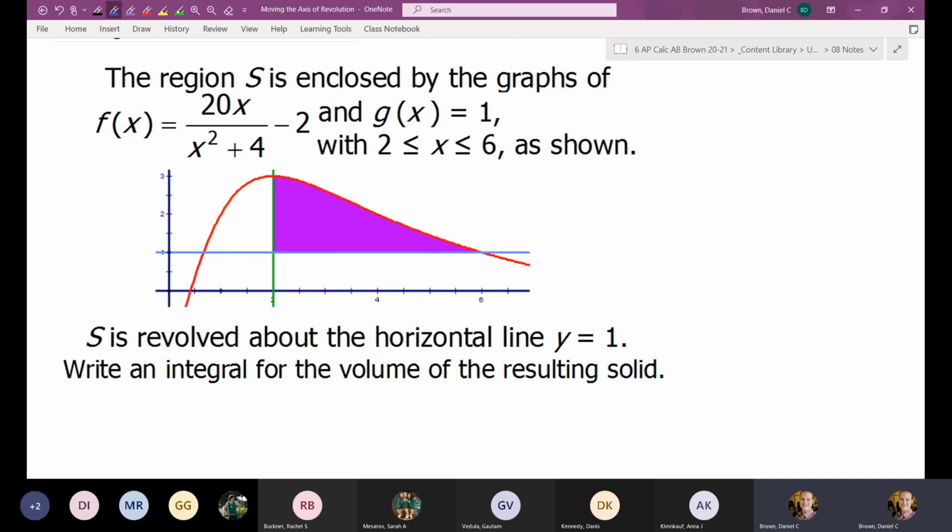So I have the region S enclosed by the graphs of f of x, that's 20x over x squared plus 4 minus 2, and then g of x, which is just y is equal to 1, over the interval from 2 to 6. I could have taken off that part and just had you find the intersection points. I decided to make it a little bit easier by just giving you that interval. And again, all I want you to do is set up that problem of what that volume would be.